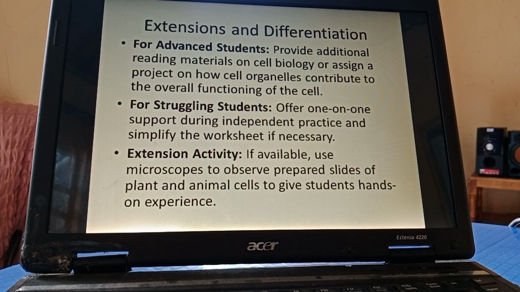Extensions and differentiation between the learners you have. For the advanced learners who get very fast, provide additional reading materials on cell biology or assign a project on how cell organelles contribute to the overall functioning of the cell. For struggling students, offer one-on-one support during independent practice and simplify the worksheet if necessary. And then extension activity, if available: use a microscope to observe prepared slides of plant and animal cells to give students hands-on experience.